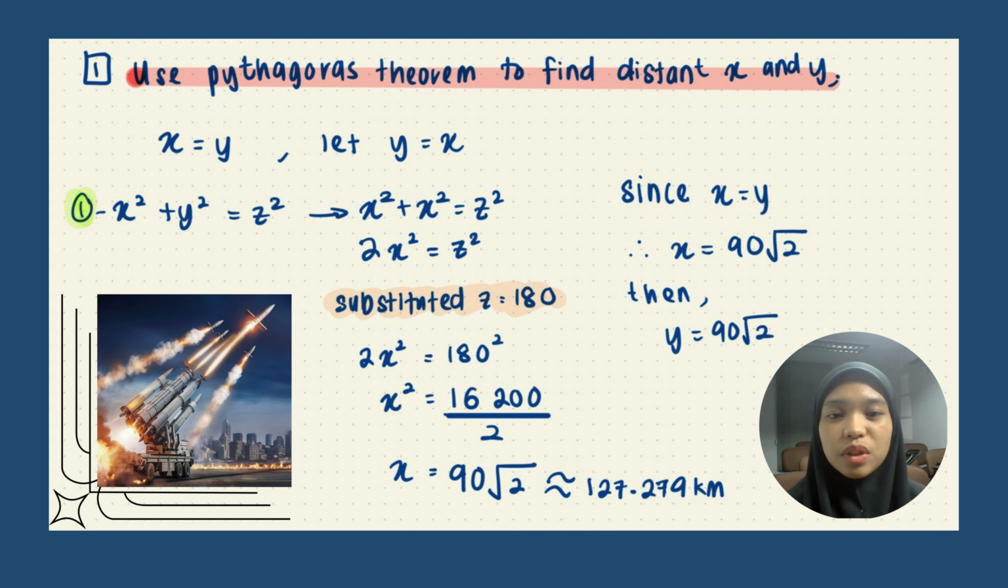And x squared equals 16,200 over 2, then x equals 90√2, which is equivalent to 127.279 km. And since y and x are equidistant, we can conclude that x is 90√2, then y will be 90√2 also.